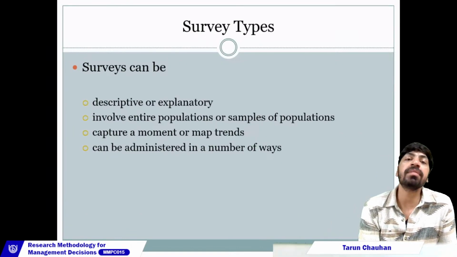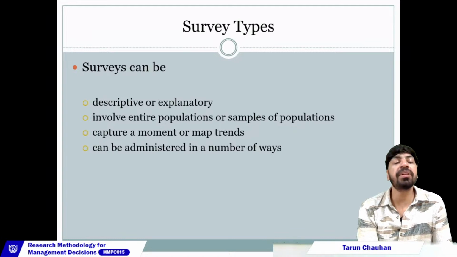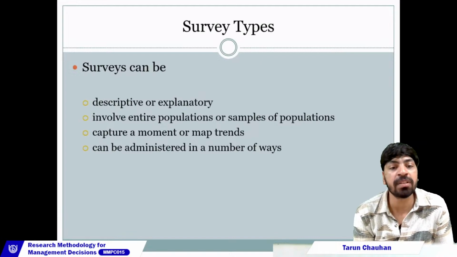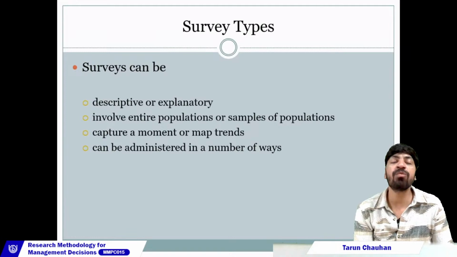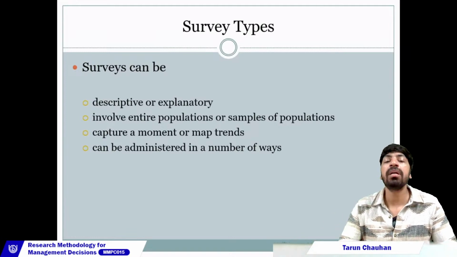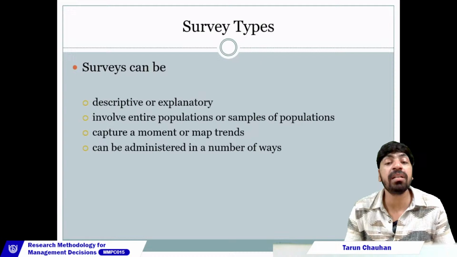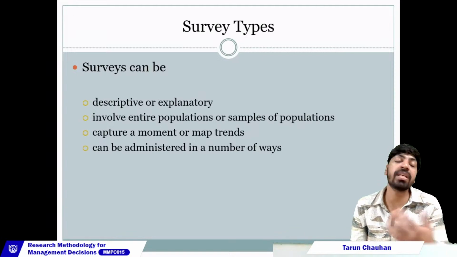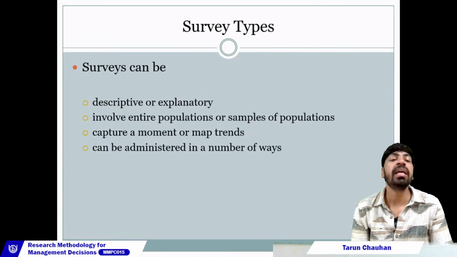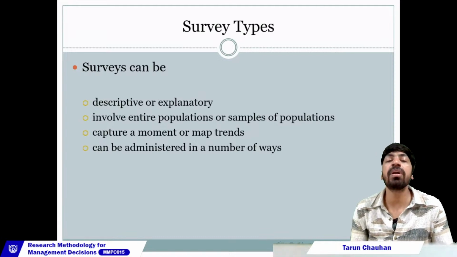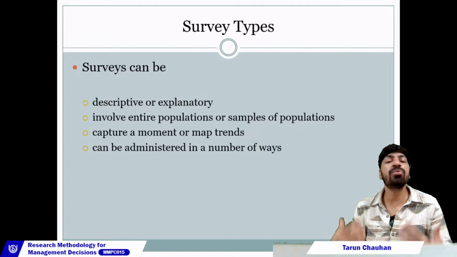These are the types of survey. Descriptive or exploratory surveys involve the entire population or samples of a population, or capture a movement or map trends, whether demographic, environmental, or rainfall trends. The survey is always the best tool for collecting data. It can be administered in a number of ways. Accordingly, you can formulate the questions and do the survey with a large group of the population.